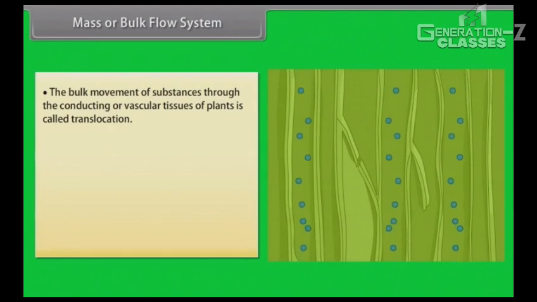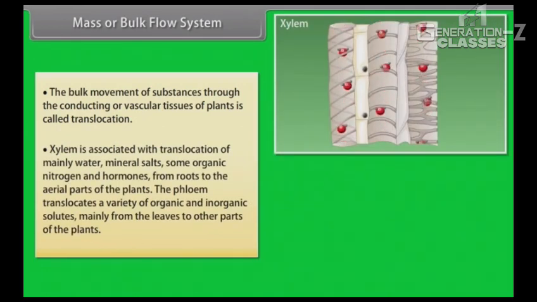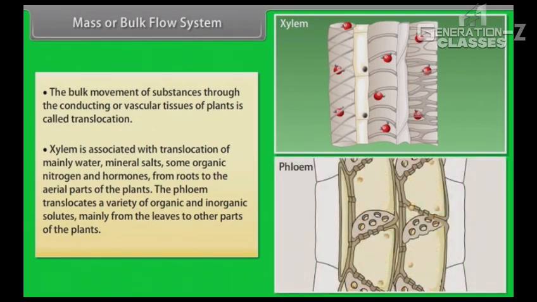The bulk movement of substances through the conducting or vascular tissues of plants is called translocation. The higher plants have highly specialized vascular tissues, xylem and phloem. Xylem is associated with translocation of mainly water, mineral salts, some organic nitrogen and hormones from roots to the aerial parts of the plants. The phloem translocates a variety of organic and inorganic solutes, mainly from the leaves to other parts of the plants.